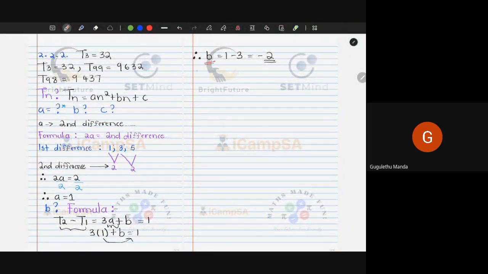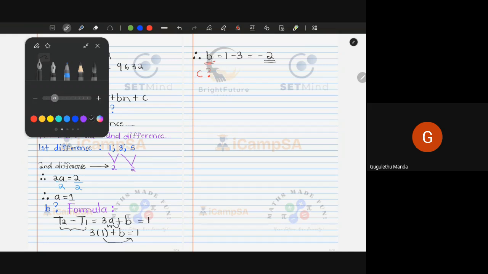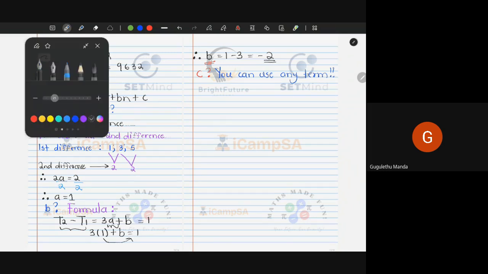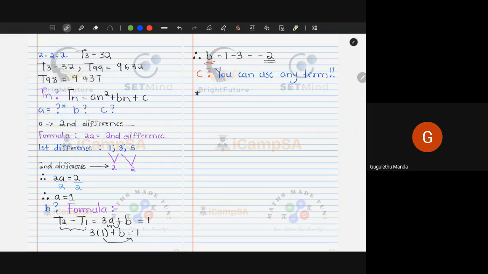So we found the value of b. Now what we need to find is the value of c. For c, what maybe you were not taught is that you can use any term to find c. And we are given term 3. The other terms are very big, so we don't want to use them. Remember that we are given term number 3, which is 32.